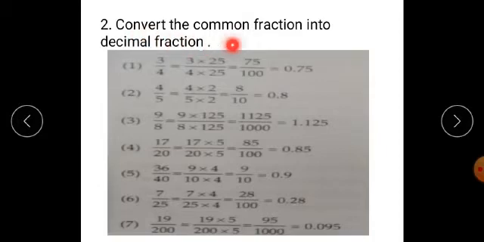Question number 2, convert a common fraction into decimal fraction. 3 upon 4. Decimal fraction means any multiple of 10 or 10 times multiple of 10. Therefore, 3 upon 4 is equal to 3 into 25 upon 4 into 25, which is equal to 75 upon 100. Decimal representation is 0.75.